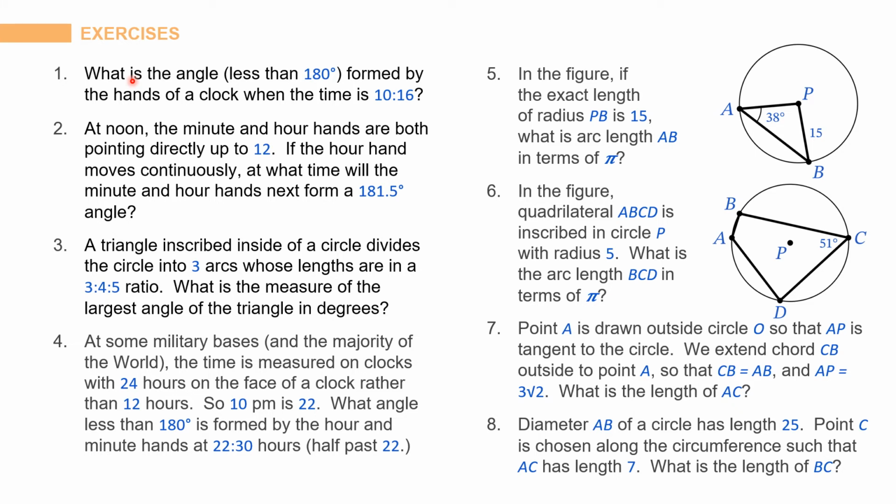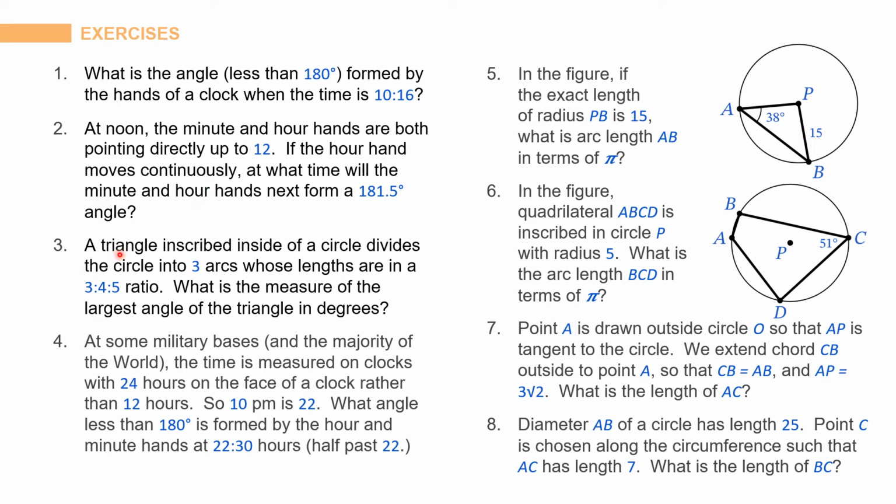So let's look at the exercises. What is the angle less than 180 degrees formed by the hands of a clock when the time is 10:16? Exercise 2, at noon, the minute and hour hands are both pointing directly up to 12. If the hour hand moves continuously, at what time will the minute and hour hands next form a 181.5 degree angle?